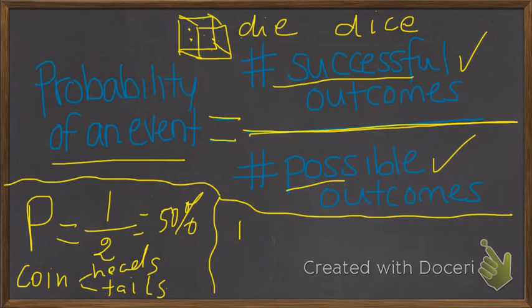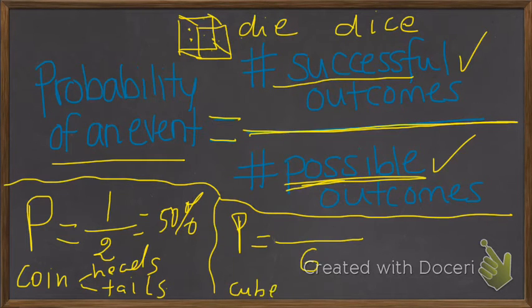When you toss a die, how many sides does a cube have, Mrs. B? Oh, how many sides? I think there's 6. It has 6 sides, yeah. So the possible outcomes on the cube should be 6, right? So those are the possible outcomes for the cube. The cube has 6 sides.